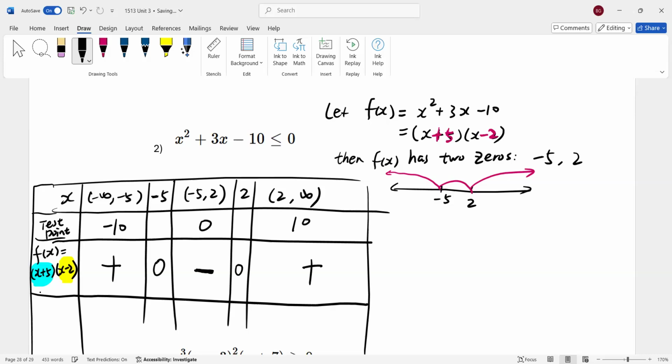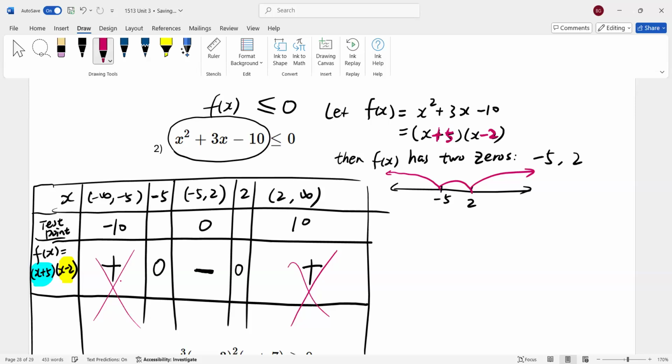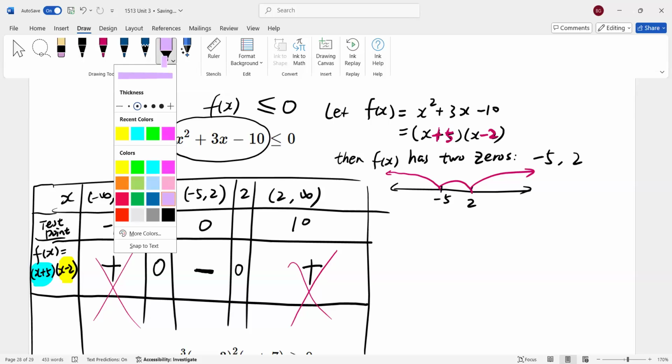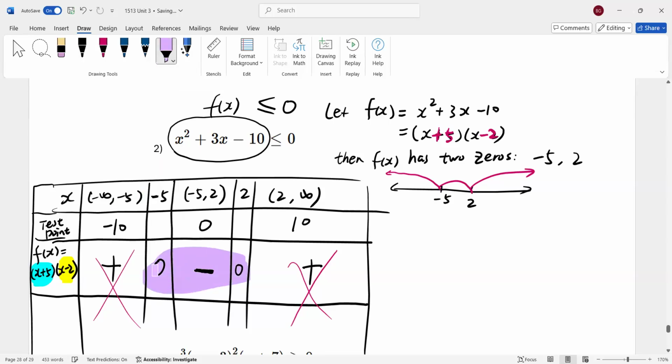But in this case, we are looking for intervals such that the function f of x is less than or equal to 0. In the previous problem, we were looking for the intervals over which the function is bigger than or equal to 0, right? So in this case, less than or equal to 0. So we are not going to do this one, not this one, and it's going to be this part, less than or equal to 0. So it's going to be the interval -5 to 2, all right?